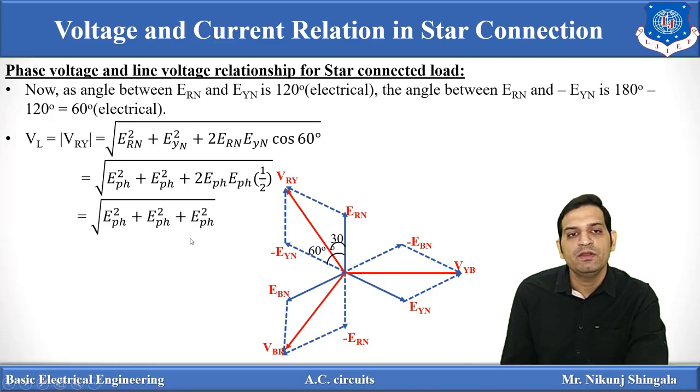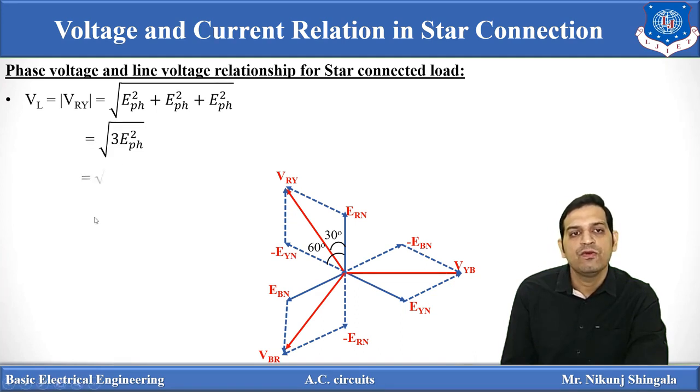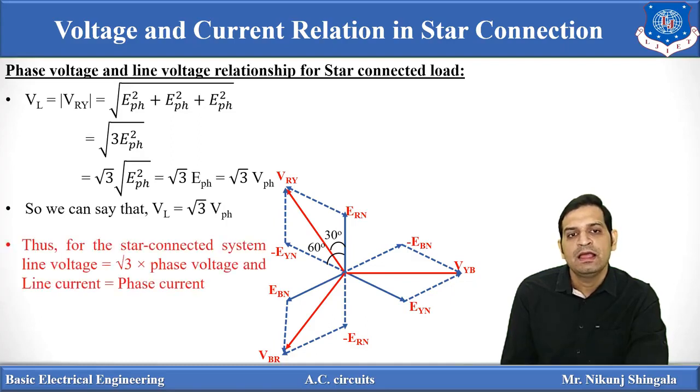So it will be the square root of E phase square plus E phase square plus E phase square. So we can write V_L, the magnitude of V_RY, is equal to the square root of 3 E phase square. So V_L is equal to root 3 V phase, where V_L is the line voltage and V phase is the phase voltage. So for a star connected system, line voltage is equal to root 3 times the phase voltage and line current is equal to phase current.